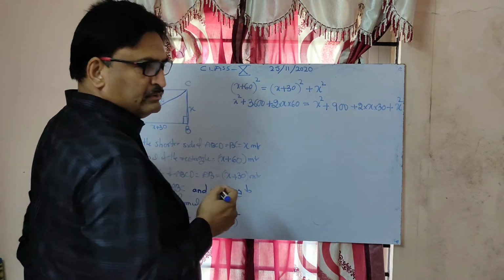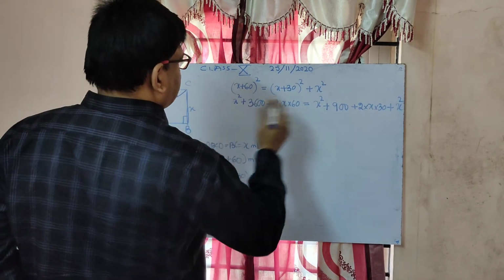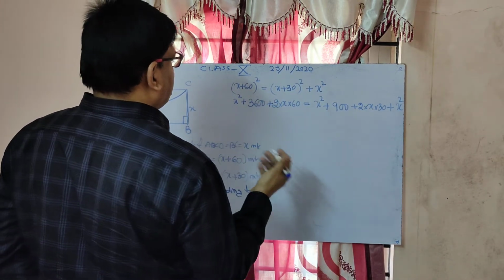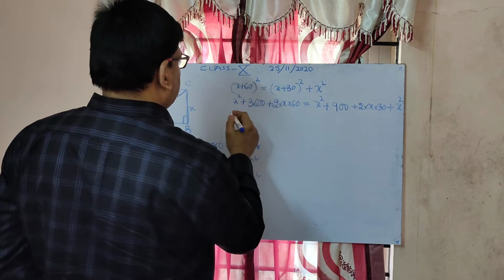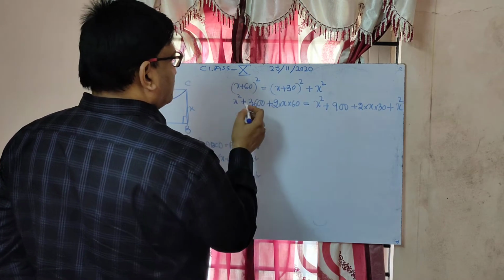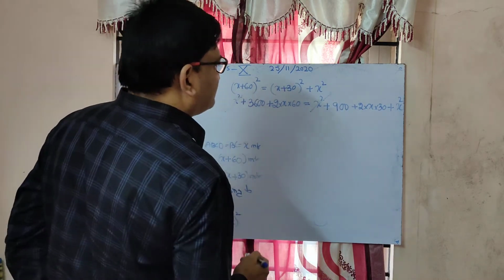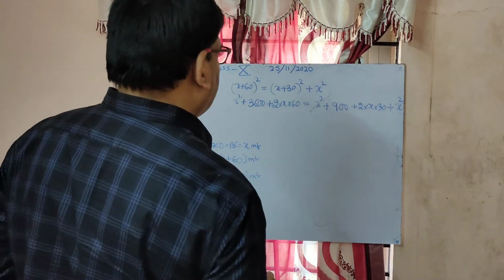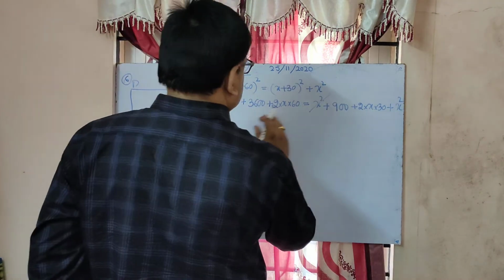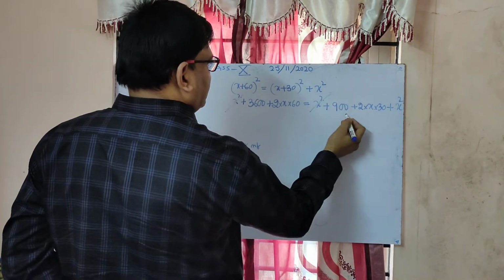Now just do what it is. Okay, now just transfer and add, subtract, whatever you can do, do it. Now, this x square and this x square get cancelled. Okay, now transfer these two to the right hand side. Let us start from here.